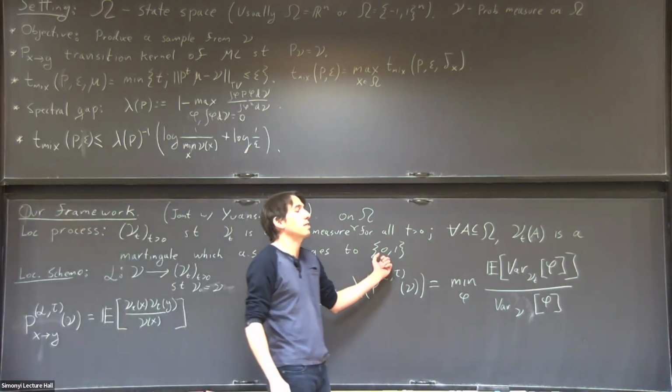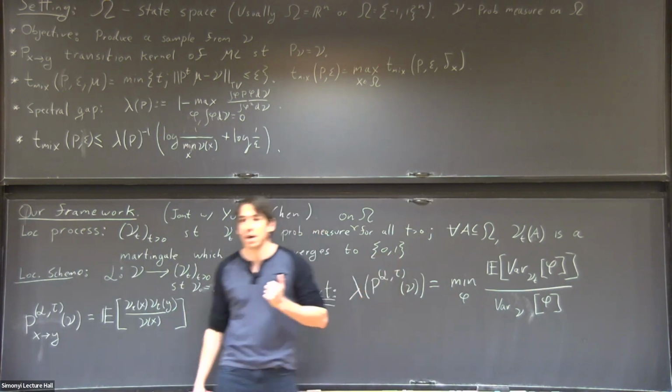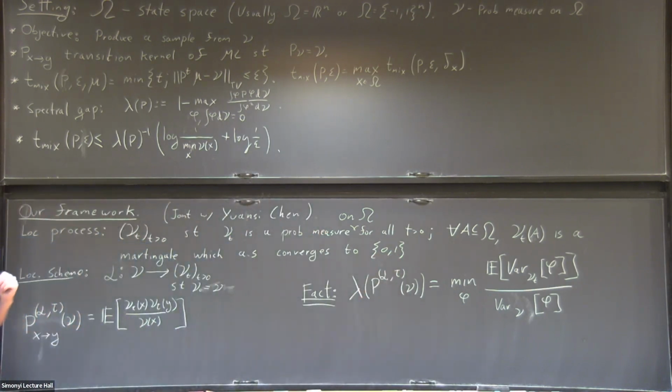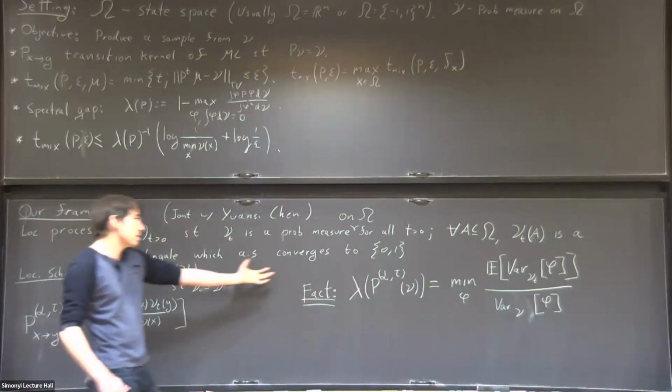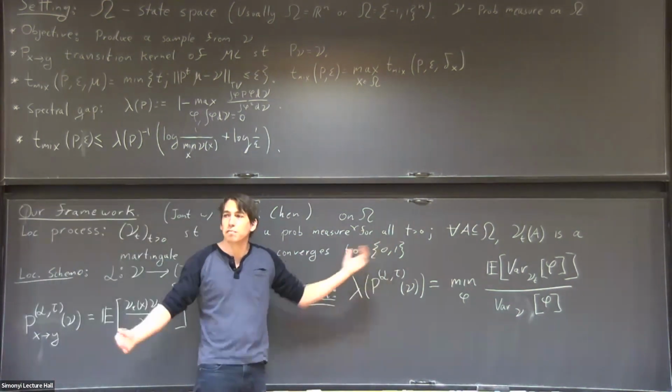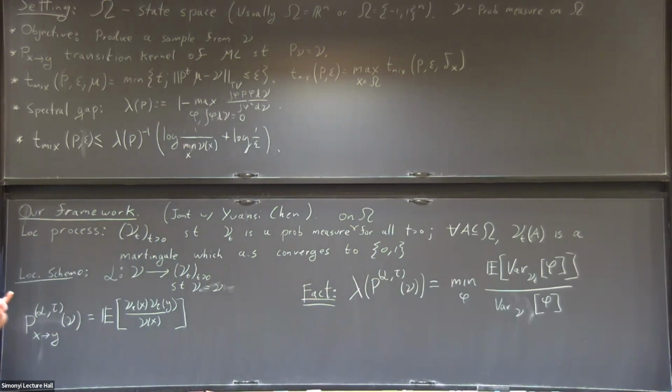But what I want is that it doesn't converge to just any value, but to either 0 or 1. So basically, for every set A, nu_t is eventually all inside of A or all outside of A. It can't be half and half. And it's not very hard to see that in some sense this says that we converge to a Dirac measure as time goes to infinity, basically in a weak sense.